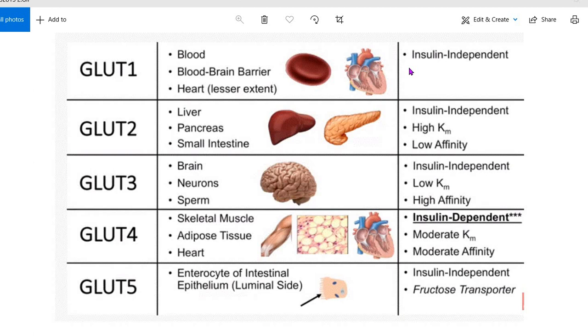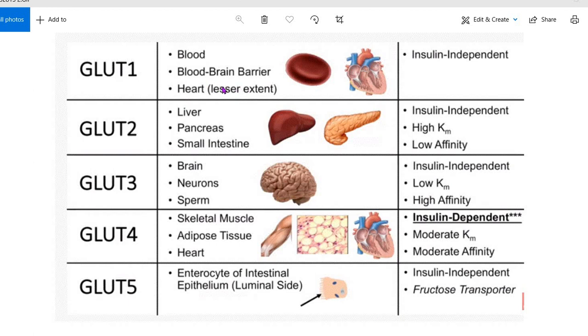Red blood cells can actually get access to glucose. So red blood cells can heavily transport glucose, which they require for their metabolism, without the presence of insulin. That's the implication of that. So where you have GLUT1 includes the blood, the brain, actually in the blood-brain barrier, and you also have GLUT1 in the heart muscle as well. But you have it to a lesser extent.